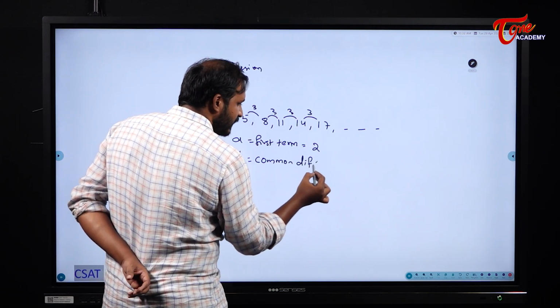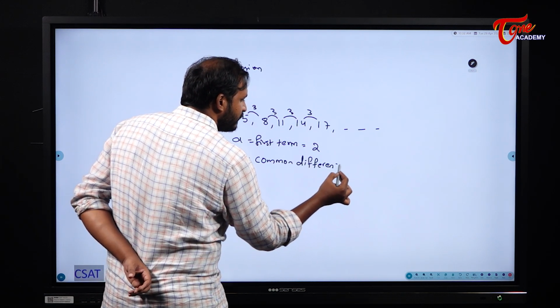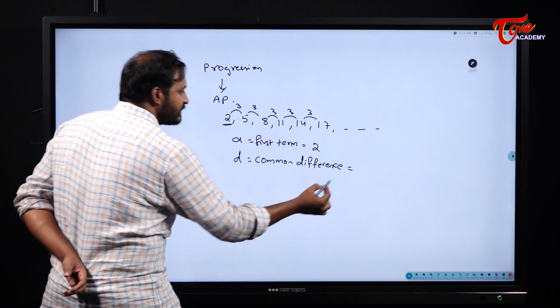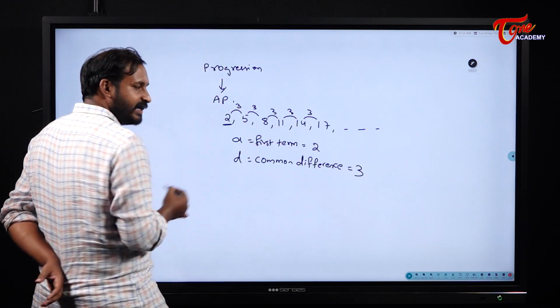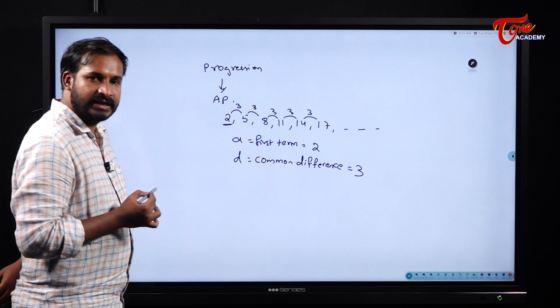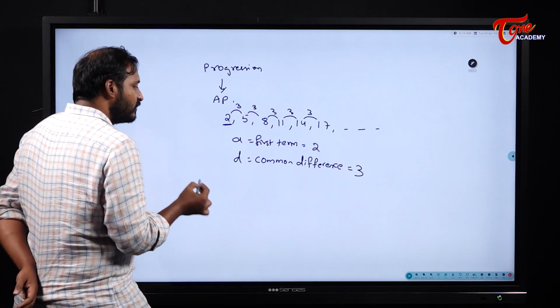Common difference. D means common difference. What is the common difference in this case? 3. Why? Because the difference between any two successive numbers is 3. So common difference D. Okay.